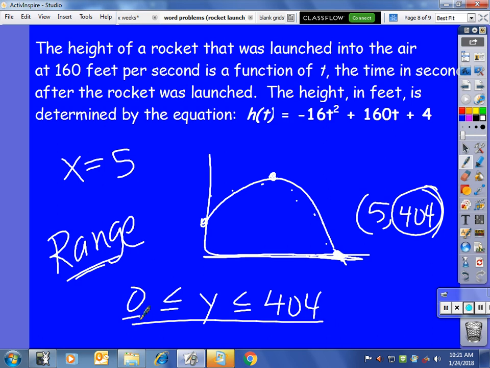Well, if you start with the smallest height and end with the highest height, yes, you would use less than. If I wanted to start with the highest and end with the lowest, I would use greater than.